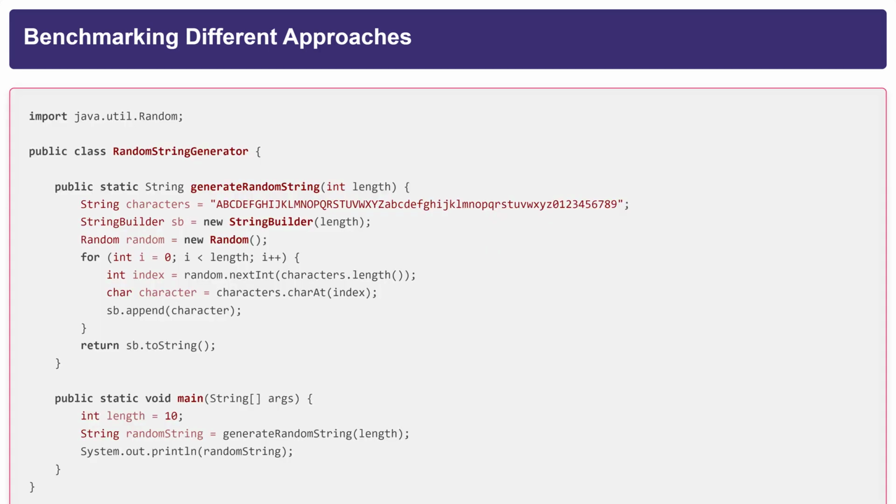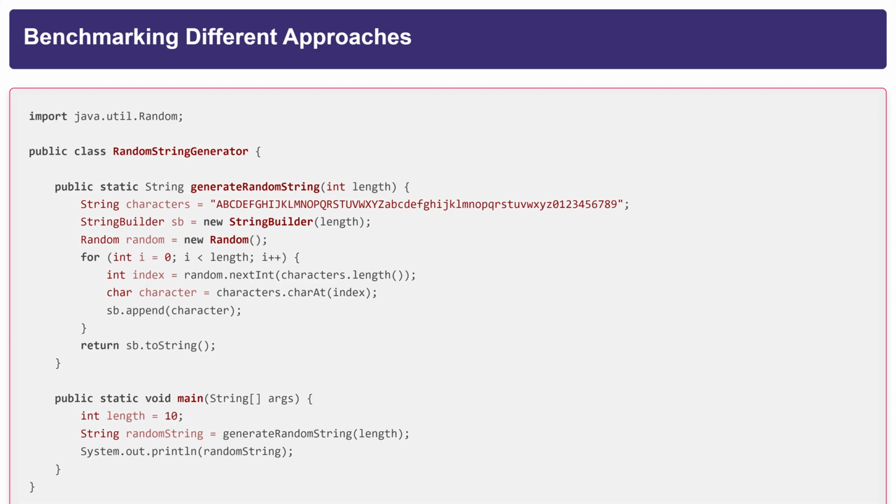Here is an example of how to generate a random string using the Random class in Java. First, we create a method called generateRandomString that takes an integer parameter called length. Inside the method, we define a string variable called characters which contains all the possible characters that can be used to generate the random string. We also create a StringBuilder object called sb to store the generated string.